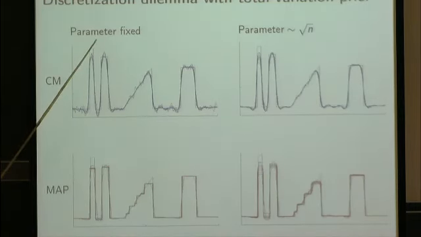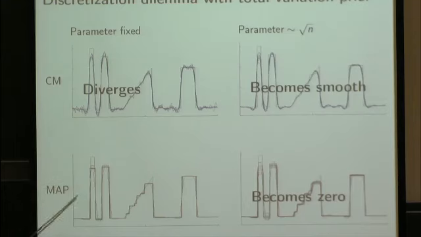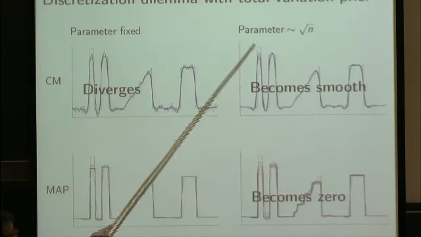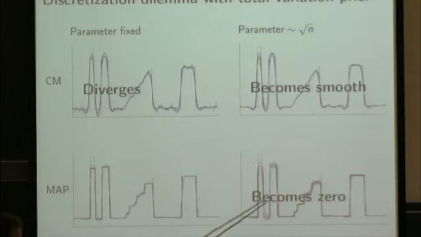Here are the results. Here the alpha parameter is fixed. Here the alphas are the square root of n. I look at the CM and MAP estimates. The summary is that with a fixed parameter, the maximum a posteriori estimates converge, but the probability distributions diverge. With this choice of parameters, the probability distributions converge, but the CM reconstruction becomes smooth, and here the MAP estimate converges to 0. So this shows that the discretization of priors and this kind of computational problems in the Bayesian sense have some difficulties.